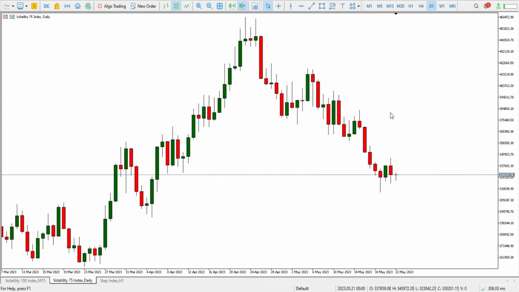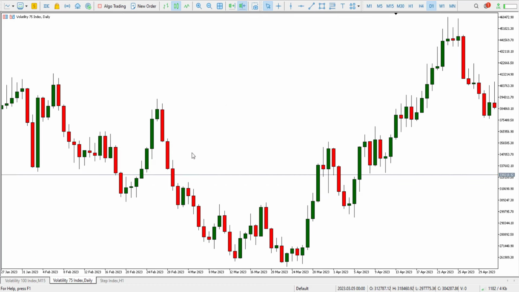From here we have a break of structure at this point, this level, a break of structure at this point. So if you're trading this, what you do is look out for institutional reference points. Basically, that's what the market does. But let me even show you from here.